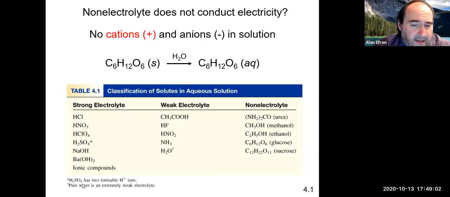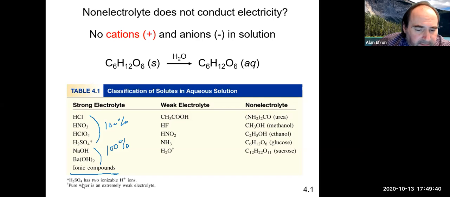So non-electrolytes, as I talked about, like sugar, will dissolve. There's a lot of things that will dissolve in solution but will not produce any ions, so will not conduct electricity. Here are some strong electrolytes. These are some strong acids: hydrochloric acid, nitric acid, perchloric acid, sulfuric acid. Those are all strong acids. They 100% break apart in solution. Here are some strong bases, which also would 100% break apart. And pretty much any ionic compound is usually considered a strong electrolyte.